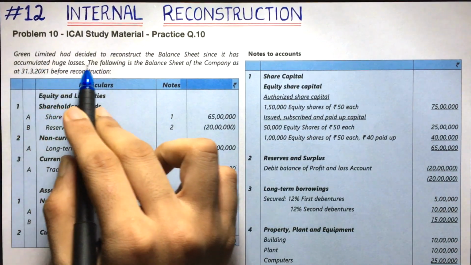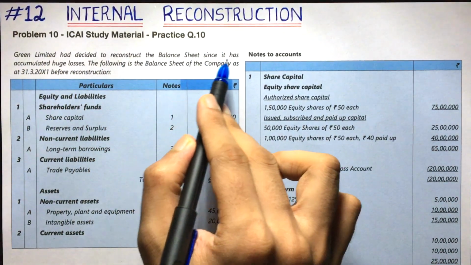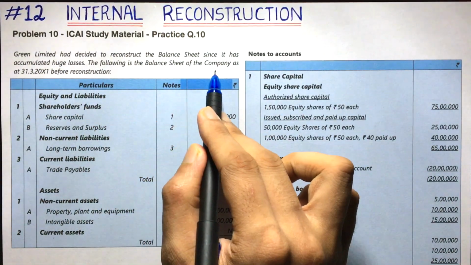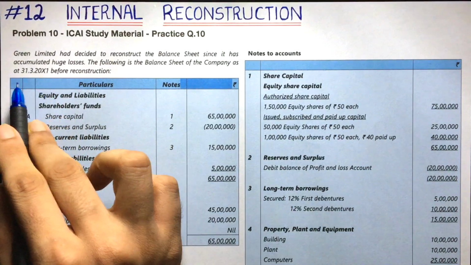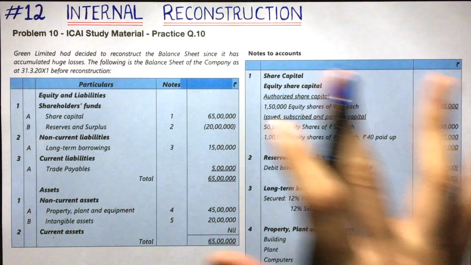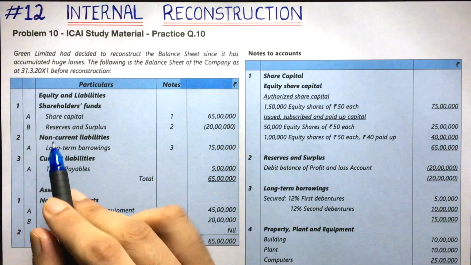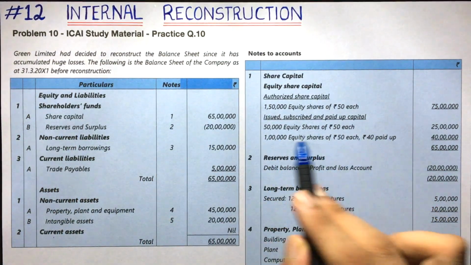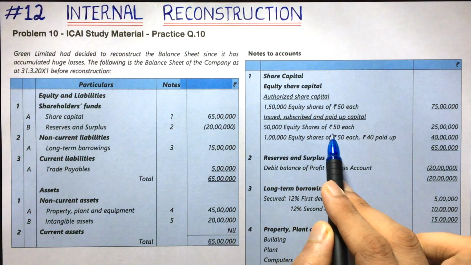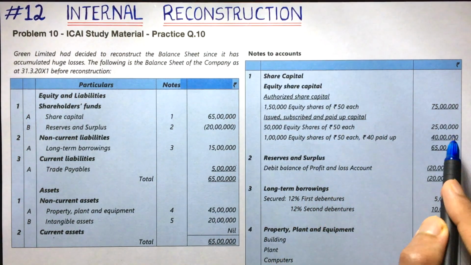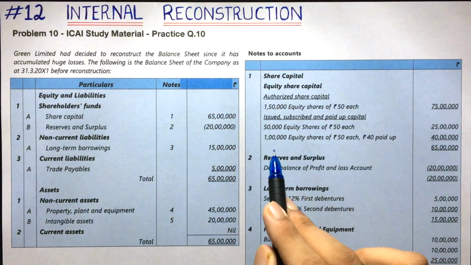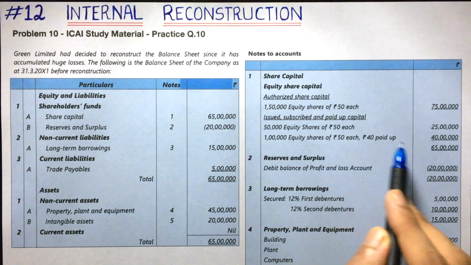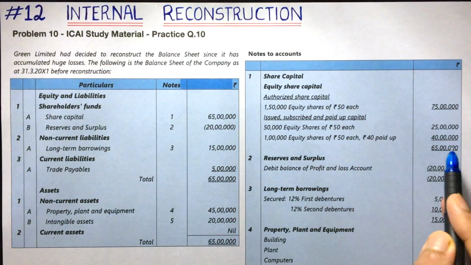Green Limited had decided to reconstruct the balance sheet since it has accumulated huge losses. The following is the balance sheet of the company as at 31st March 2021 before reconstruction. Let's see what we have over here. First, share capital, note number 1, 65 lakhs. We have 50,000 equity shares of rupees 50 each, that's the face value, so that's 25 lakhs. And then we also have 1 lakh equity shares of rupees 50 each, but they are partly paid up, 40 paid up, which is 40 lakhs.